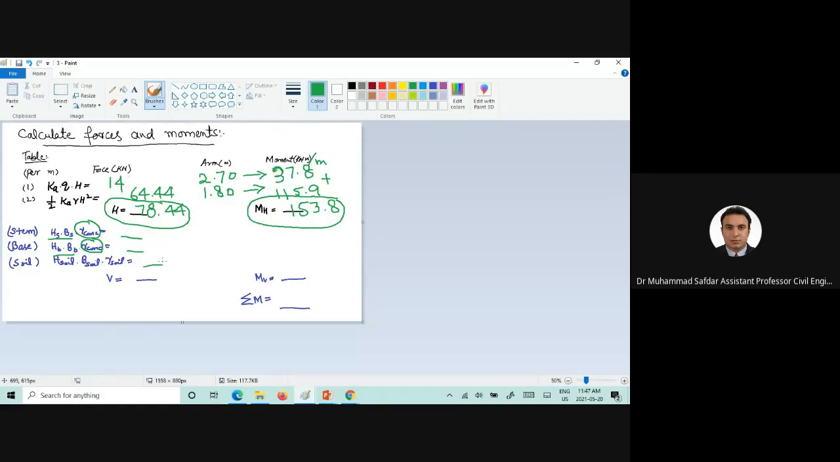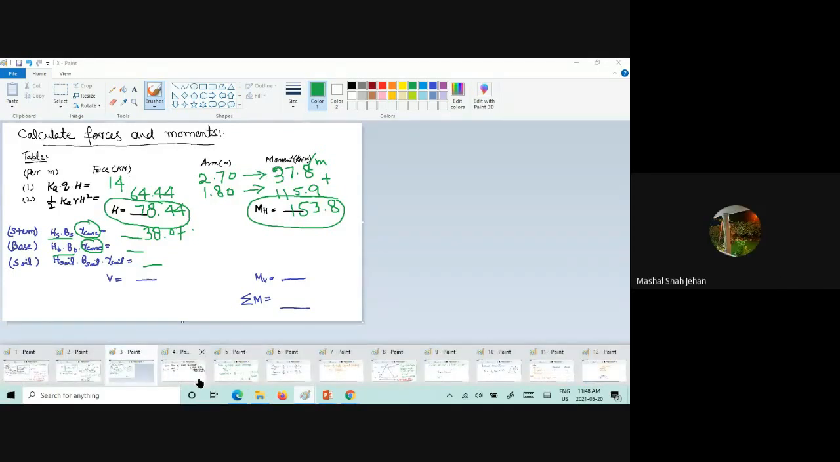The height of the stem is given, the width of the stem is given, and the unit weight of the concrete is also given. 38.07. Okay. And how about the base, the force which is exerted by the base of the retaining wall, and that would also be the vertical force acting downwards? The first one is 35.25. Okay.